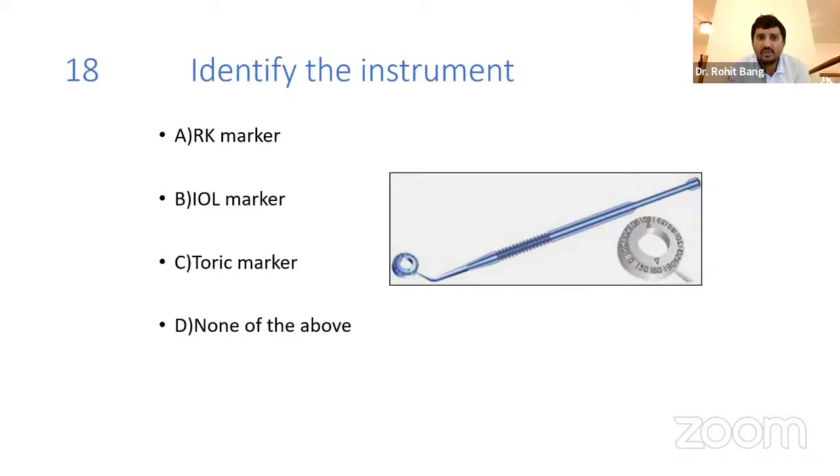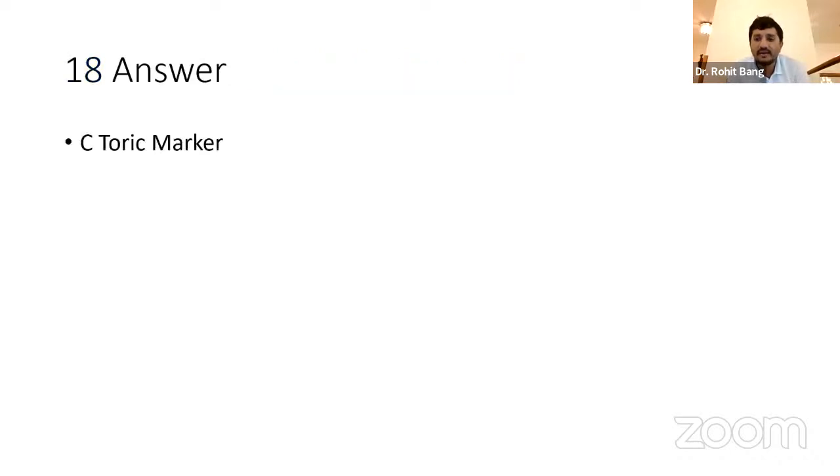So RK marker is used more commonly when we are doing a penetrating keratoplasty or keratoplasty for accurate suture placement. So A is out of question. So whether it's B, IOL marker, C, toric marker, or D, none of the above. So yes, the answer is right. It is a toric marker to mark the axis of the toric lens that we are going to place.